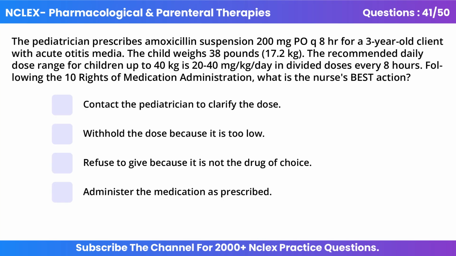Question 41. The pediatrician prescribes amoxicillin suspension 200 mg PO every 8 hours for a 3-year-old client with acute otitis media. The child weighs 38 pounds, 17.2 kilograms. The recommended daily dose range for children up to 40 kilograms is 20 to 40 mg/kg/day in divided doses every 8 hours. Following the 10 rights of medication administration, what is the nurse's best action?